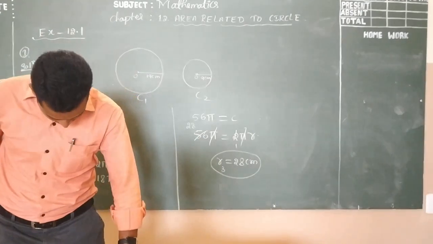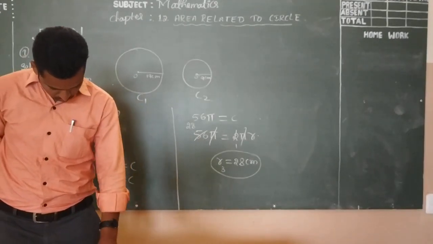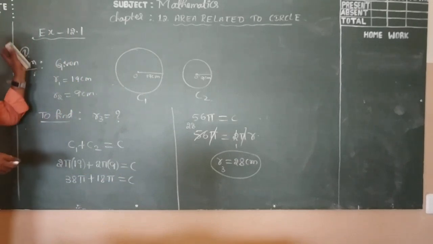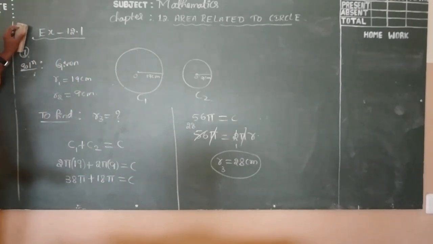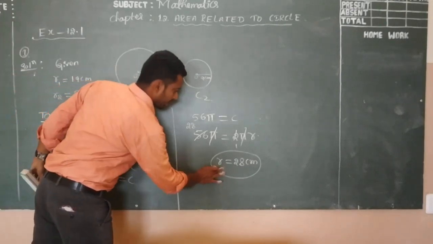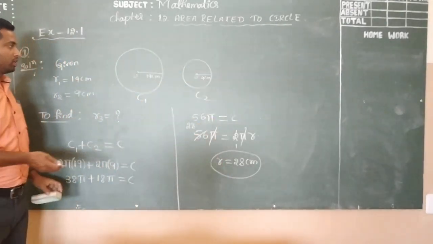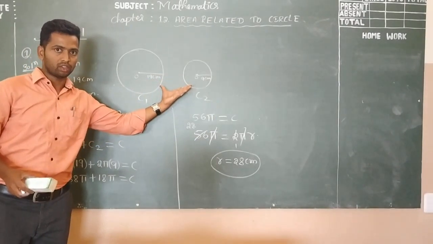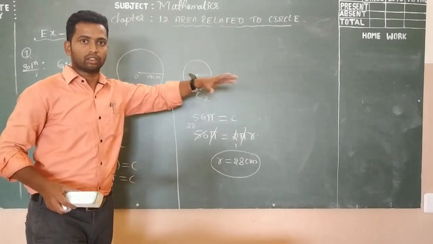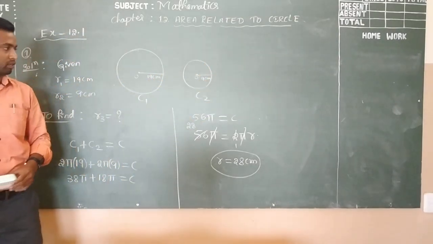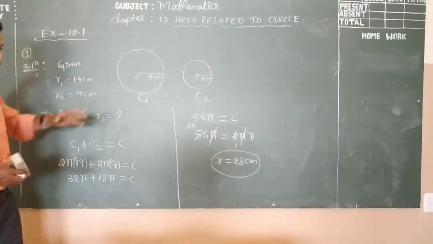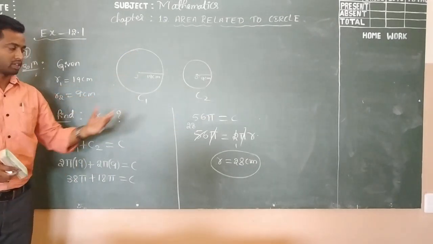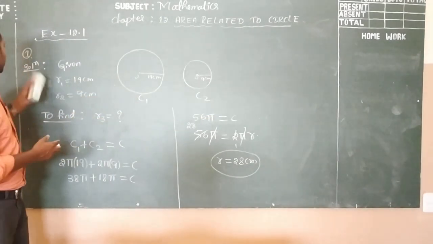And the second problem. So this is the radius of the unknown circle. The sum of these two circumferences is equal to the circumference of the third circle. By use of that, you have to calculate the radius of the third circle or unknown circle.